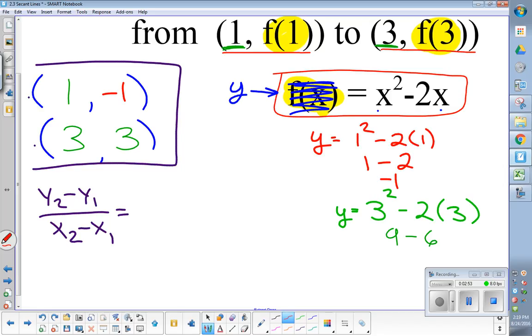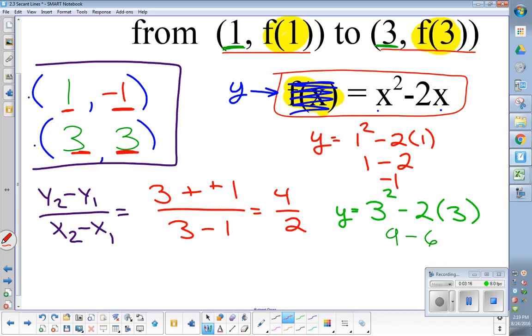What'd you get? So plug in for me. 3 minus y sub 1, and that's this right here. So 3 minus negative 1, if it's minus a negative, positive, it's plus. And on bottom you have what? 3 minus 1. So 3 plus 1 on top is 4. 3 minus 1 on bottom is 2. 4 divided by 2 is 2. There's my answer. Make sense on that one? It's just doing slope formula. You just got to find your y's first.